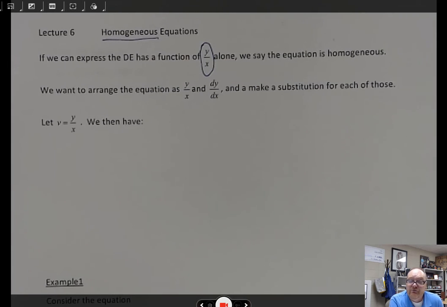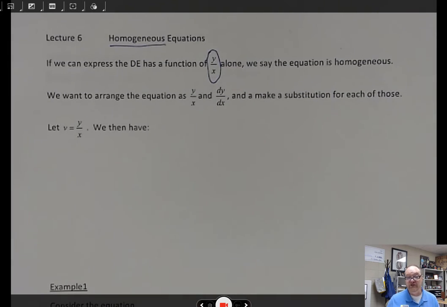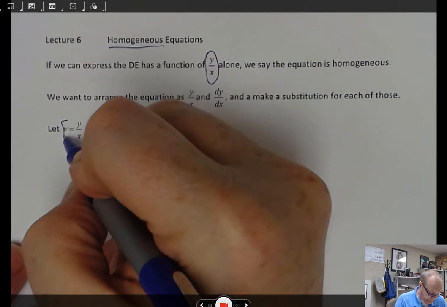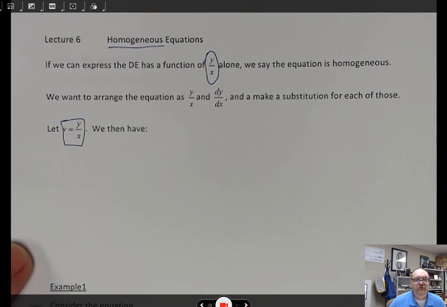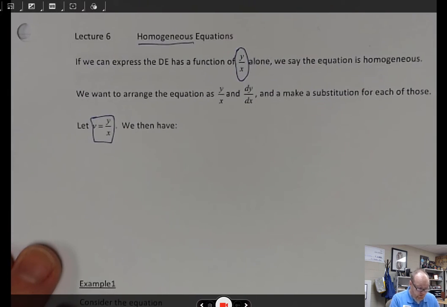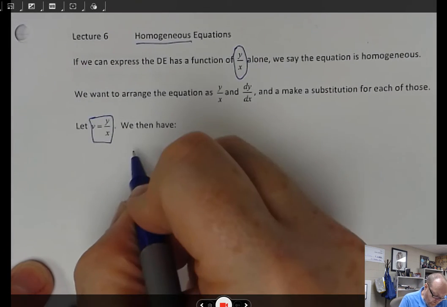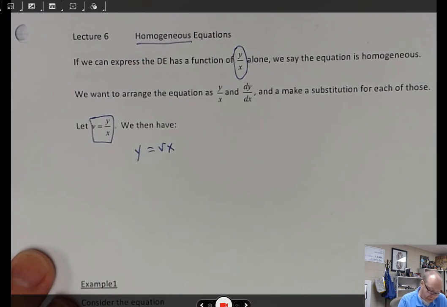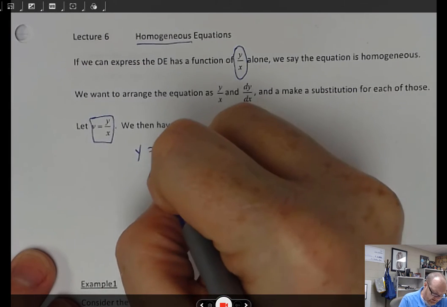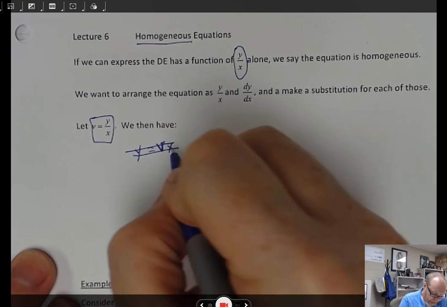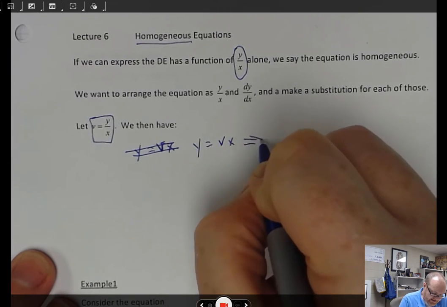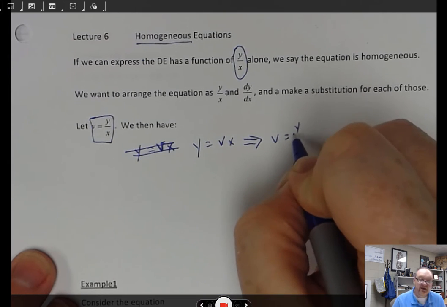And I'm going to actually use a substitution or transformation, if you will. And the transformation that I'm going to use is this one. v is equal to y over x. Really, if I pretend that y is v times x, that implies then that v is y over x.